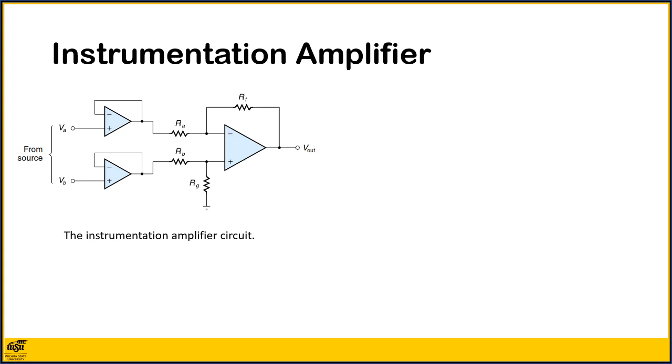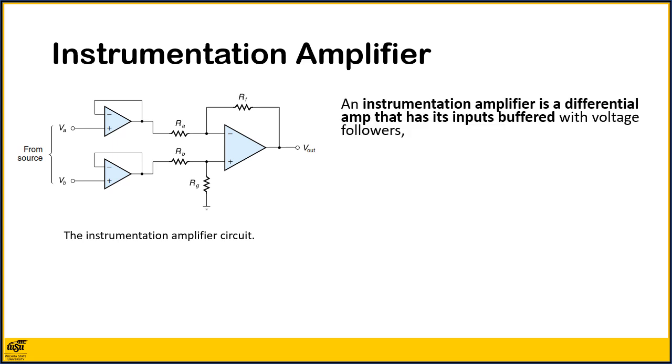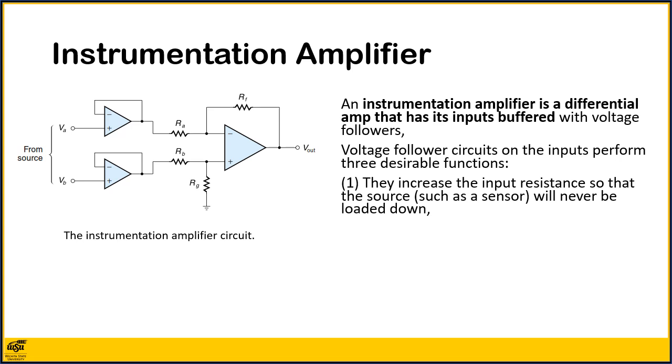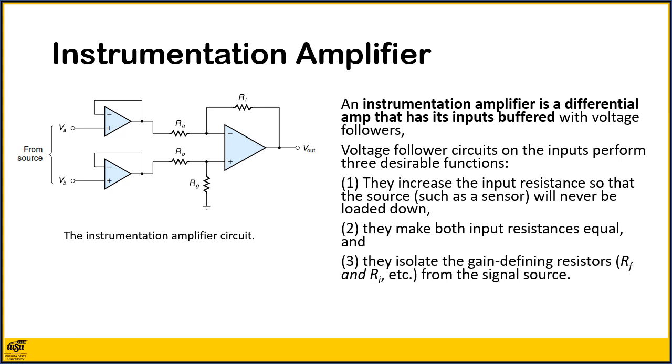An instrumentation amplifier is a differential amp that has its inputs buffered with voltage followers, as shown. Voltage follower circuits on their inputs perform three desirable functions. Firstly, they increase the input resistance so that the source, such as a sensor, will never be loaded down. Secondly, they make both input resistances equal. And thirdly, they isolate the gain-defining resistors, RF, RI, etc., from the signal source. This last quality means that instrumentation amps can be pre-built and have a specific gain.